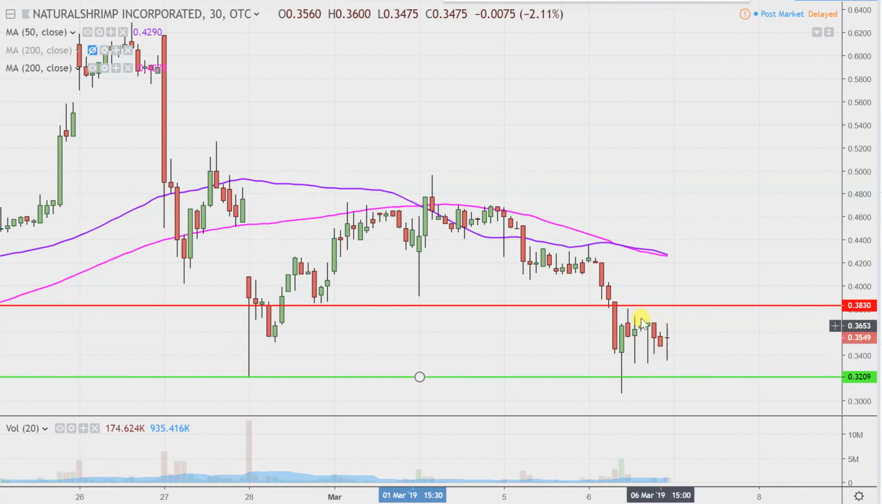So we'll see if this is some sort of bottom forming or not, and if it is and it does start to bounce, then the next key level to watch would be the level right there at 38, and then keep an eye on those moving averages. So we'll see how this one continues to play out. Still a couple days left this week.